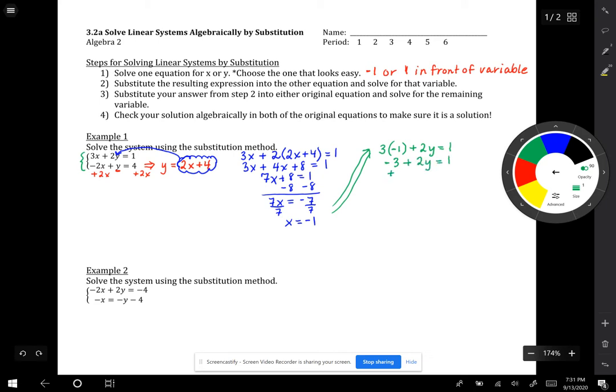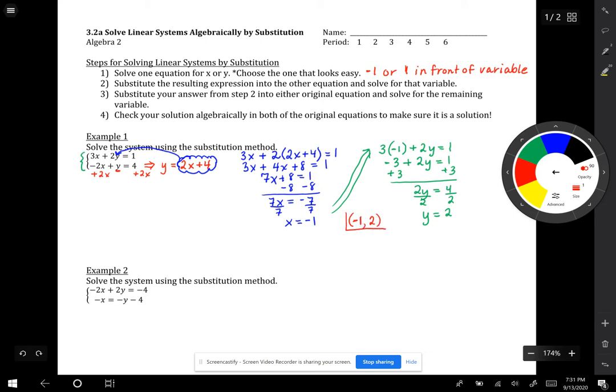Okay, add 3 to both sides. 2y equals 4. Divide by 2. Y equals 2. Now, what's the best way to write your answer? Well, in alphabetical order because it's x and y. So x is -1 and y is 2.